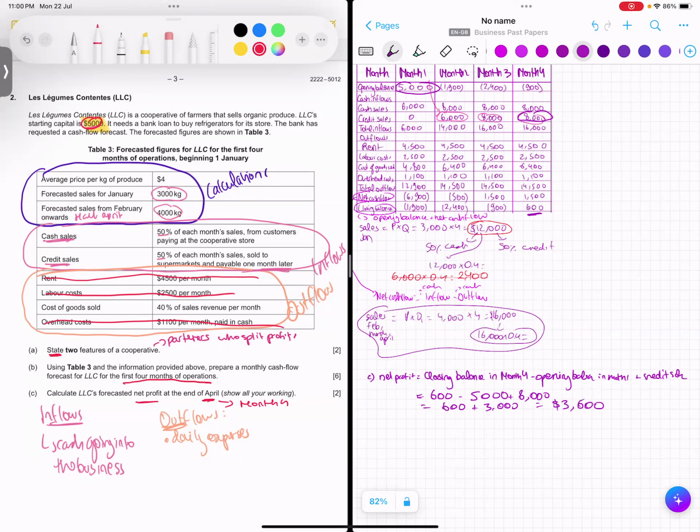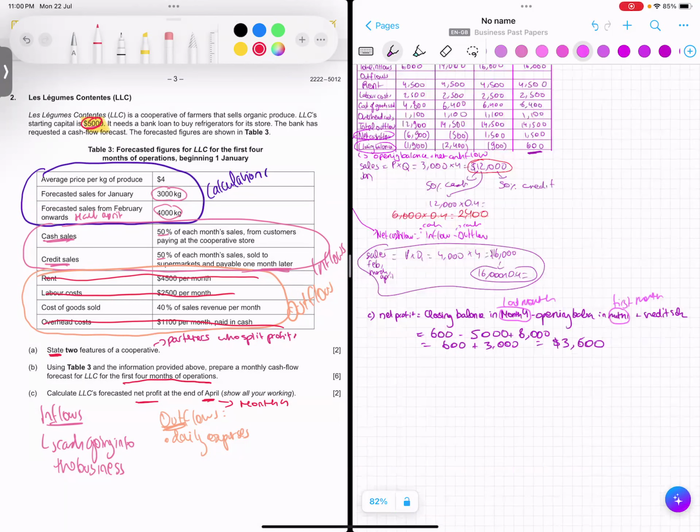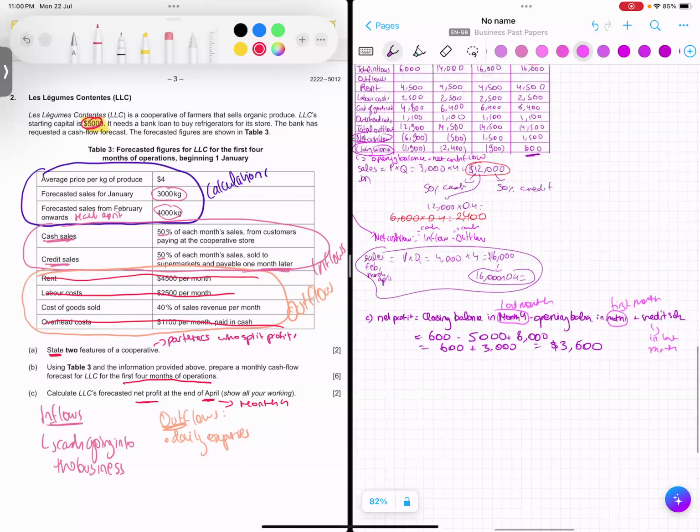So just keep in mind, if you want to have it in easier words for you guys, closing balance in month 4, last month, minus opening balance in month 1, first month, and then plus credit sales in the last month. So this is really it. There are other ways which you can do it, but personally, this is how I like to do it. I think it's faster for students.